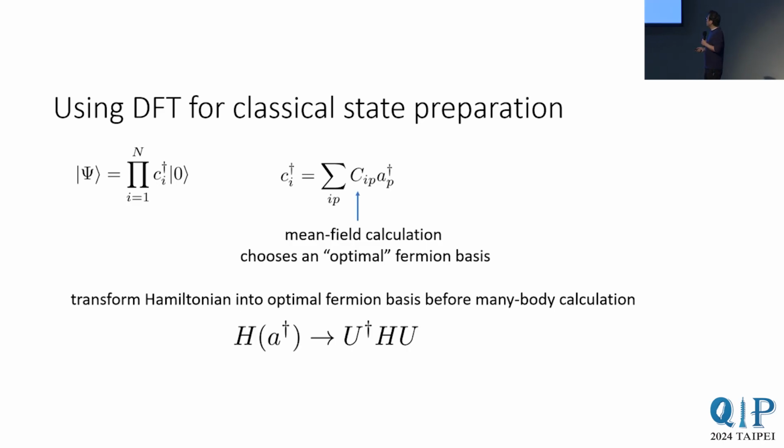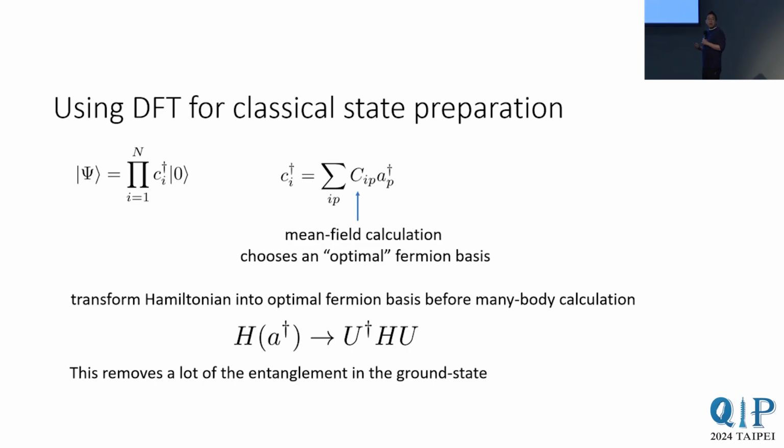And then this, of course, removes a lot of the entanglement in the ground state, because in the original computational basis, there's all this entanglement. Mean field mixes up all those degrees of freedom, captures a lot of the entanglement, and you can get all of that for free, right? So you always, basically almost always do this in a many-body calculation.